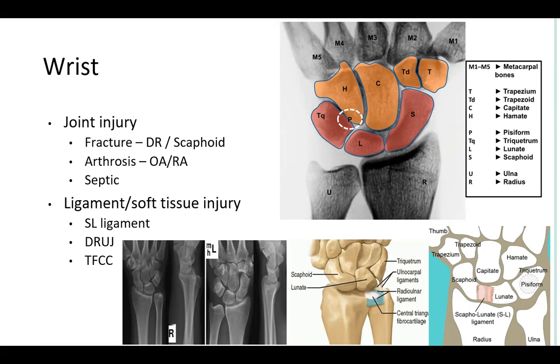Other joints can be injured, but these are the most common. The ulnar head can be injured as well, but the scaphoid and distal radius are the most common. You can have arthritis. Rheumatoid arthritis tends to affect the wrist as well, and it can be septic as well.